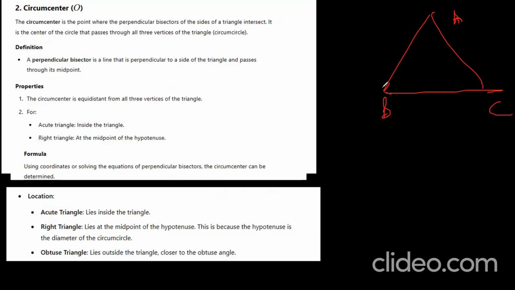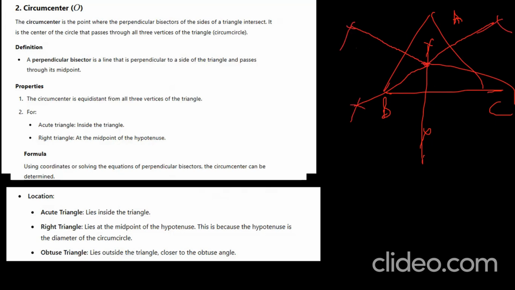Perpendicular bisector means you have to take the midpoint and draw it this way. And for this also you are getting like this, and for this also you are getting these perpendicular bisectors. These are meeting at a point, O. That can be called the circumcenter. What is that called? Circumcenter. Perpendicular bisectors meeting at a point is called circumcenter.